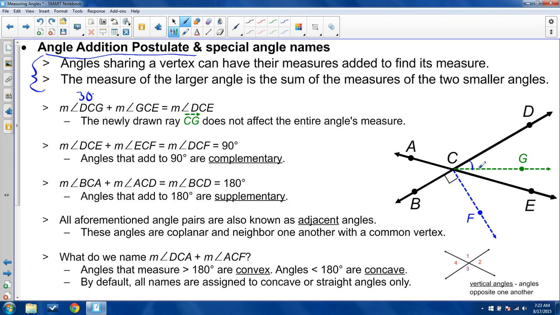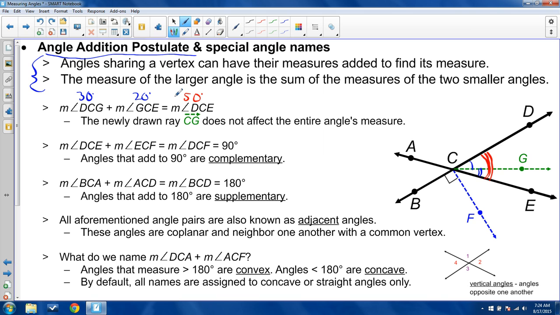Here's another new angle formed right here. I'm going to use 2 marks to indicate it's different, not necessarily congruent. This is called angle GCE. So the measure of angle GCE, let's say it was about 25 degrees. Let's do 20. Let's get good numbers. If I add these 2 angle measures, that will give me the total measure of the original angle without that ray drawn, angle DCE, which in that case should be 50 degrees, right?